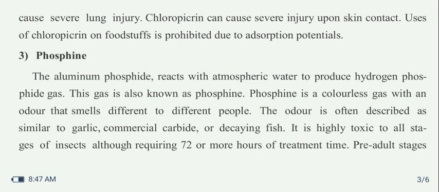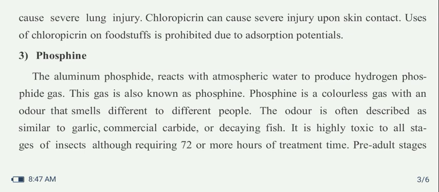Then phosphine. Aluminum phosphide reacts with atmospheric water to produce hydrogen phosphide gas. This gas is also known as phosphine. Phosphine is a colorless gas with an odor that smells different to different people. The odor is often described as similar to garlic, commercial carbide, or decaying fish.